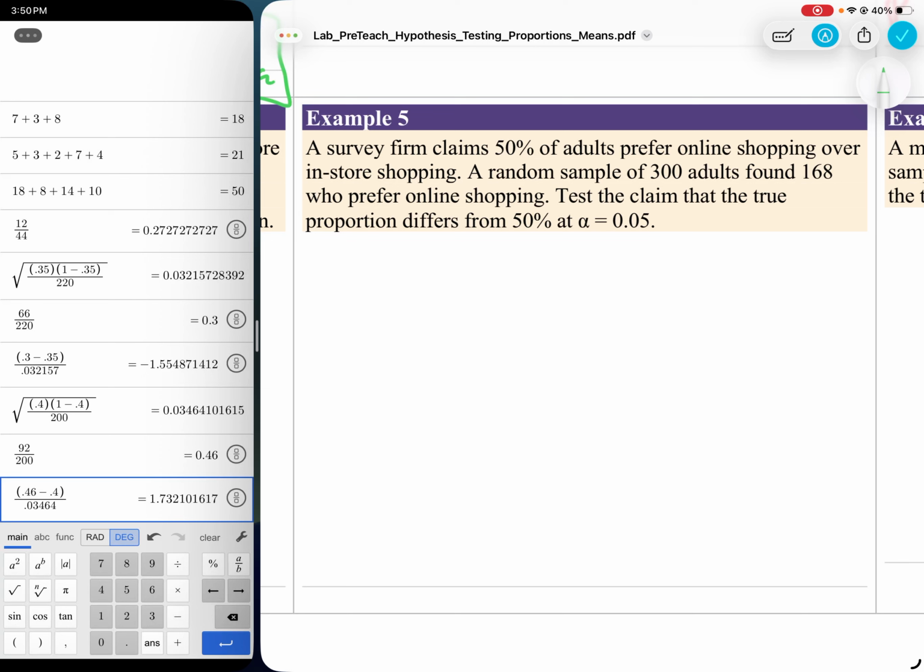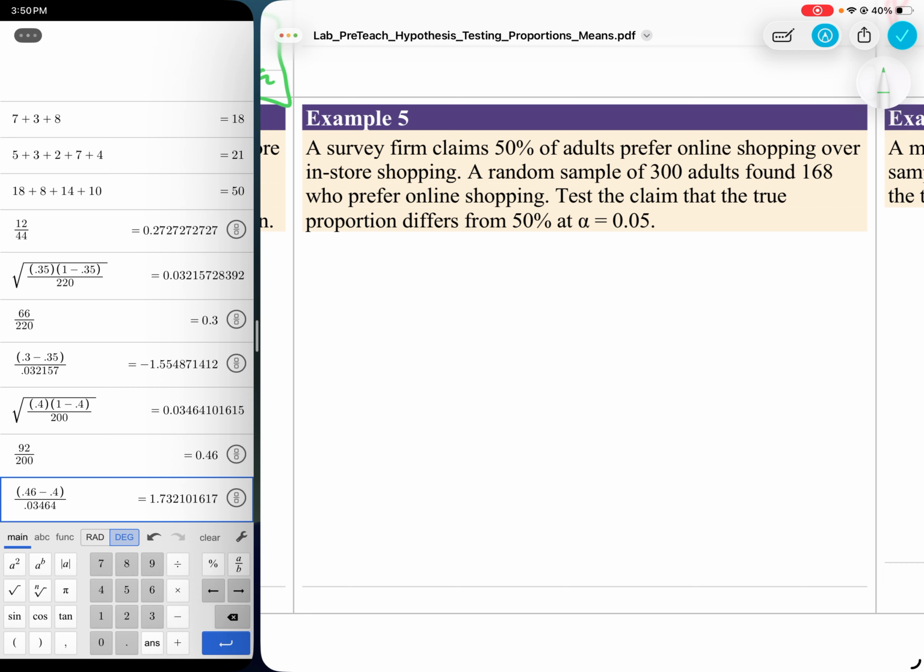Last problem for sample and population proportions. A survey firm claims 50% of adults prefer online shopping over in-store shopping. A random sample of 300 adults found 168 who prefer online shopping. We're going to test the claim that the true proportion differs from 50%.